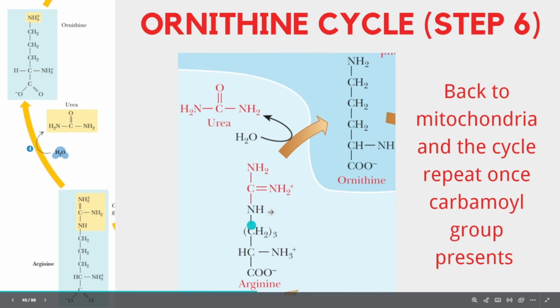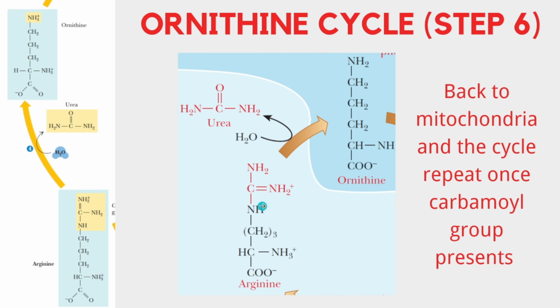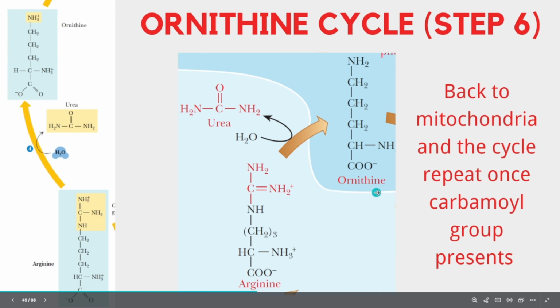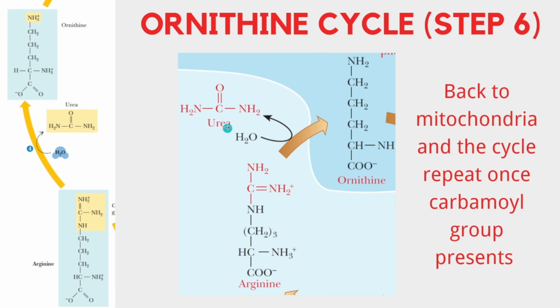When you form the arginine, it will be hydrolyzed back to ornithine to form urea. Meaning that arginine is hydrolyzed into ornithine by releasing the urea. So it will release urea. So urea is the final product of the ornithine cycle, which is the waste product. So this is how urea forms.